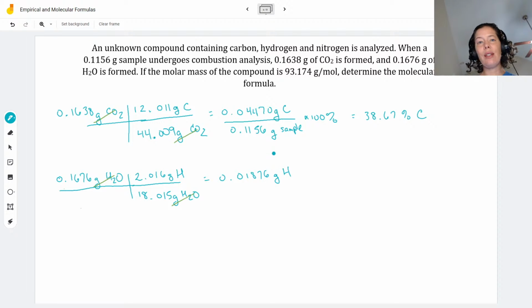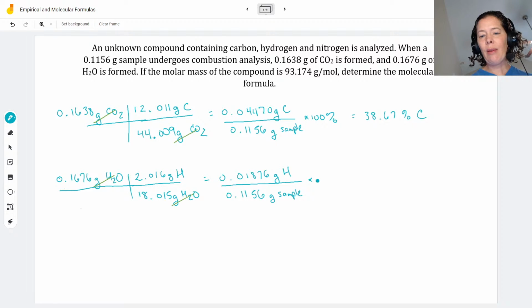Now that I know the grams of hydrogen in my original sample, I want to get, again, the percent hydrogen, just like I did for the carbon. So I am dividing by my grams of my original sample that I analyzed, and I'm going to multiply by 100%. And this gives me a percent of 16.23%. Okay, so I've taken my numbers for my combustion analysis and I have converted them into a percent.